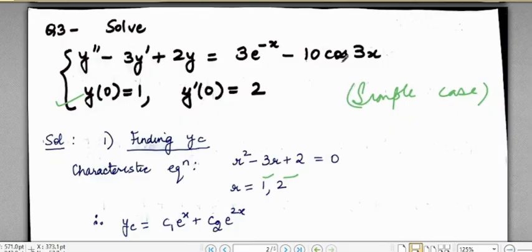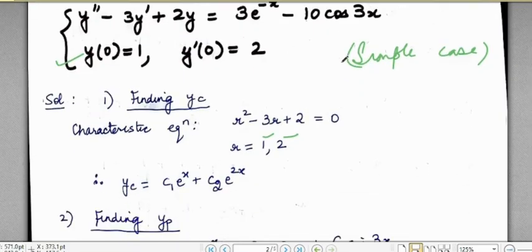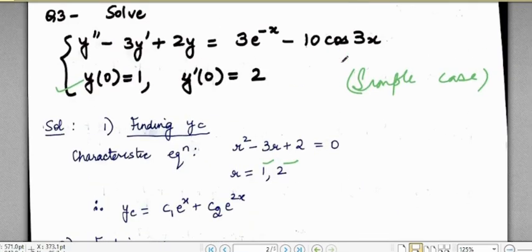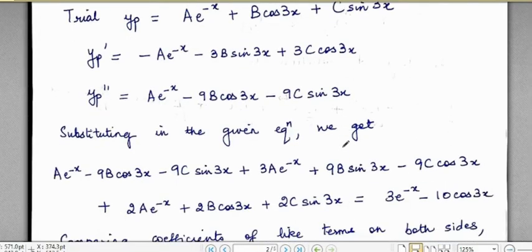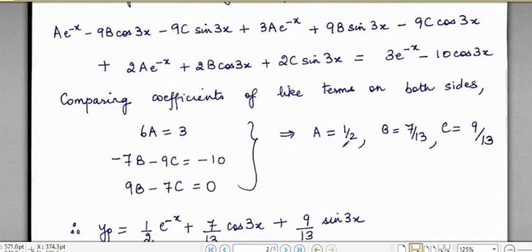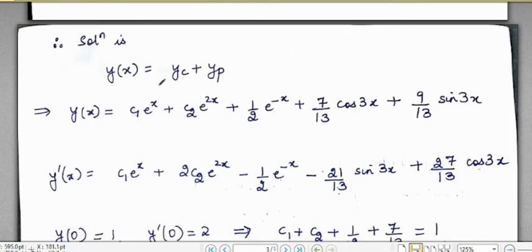Coming from the simple table, you will be setting up your trial yp as the normal trial yp. For 3 e to power minus x, it's going to be a e to power minus x, and for 10 cos 3x, you will be taking b cos 3x plus c sin 3x, and then putting the values of the constants and then evaluating them. This is what your yp looks like, and hence the solution is given by y(x) equal to this. This is the general solution.